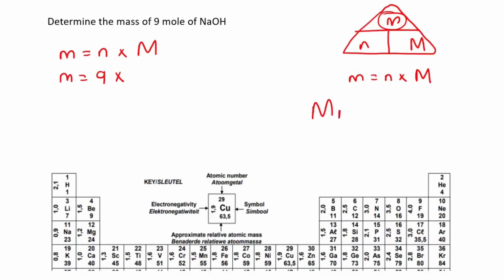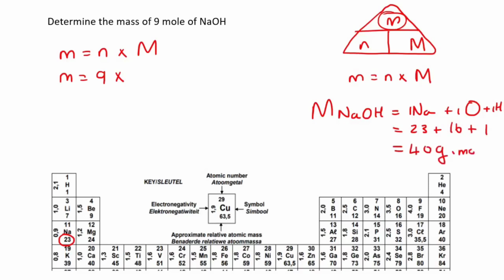So, whoopsie, why am I writing so weird? NaOH. Well, that's going to be 1 Na atom. You can see 1 Na plus 1 oxygen plus 1 hydrogen. And so that's going to be the mass of Na, 23, the mass of oxygen, 16, and the mass of hydrogen is 1. So that's going to be 40 grams per mole. And so we could say 9 times 40, and that's going to be 360 grams.